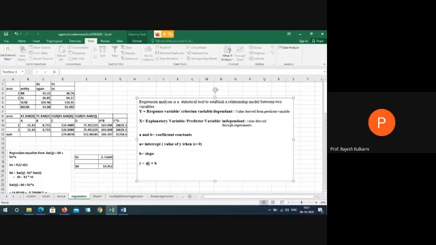So there are two variables here, x and y. X is called the independent variable, the predictor, or the explanatory variable. Y is called the dependent variable, criteria variable, or response variable. A and B are the coefficient constants. A is called the intercept, and B is called the slope.